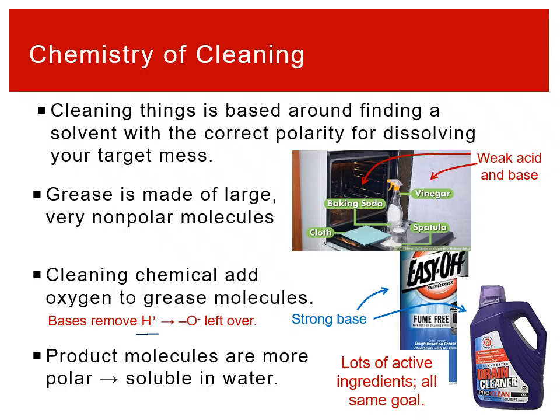That O minus makes the molecule really polar, and it's going to dissolve. If you use less harsh chemicals, like weak acids and weak bases such as vinegar and baking soda, they're just not as efficient or aggressive at reacting, but they're still trying to do the same thing. It's still acid and base chemistry that you're using here. And you have to use a lot of vinegar and a lot of baking soda to accomplish that reaction.